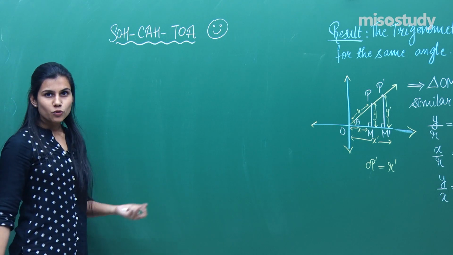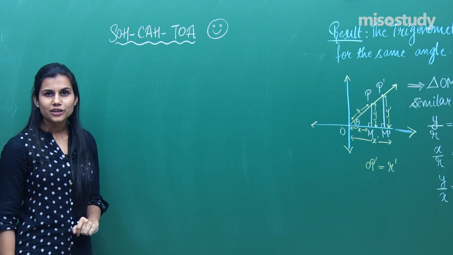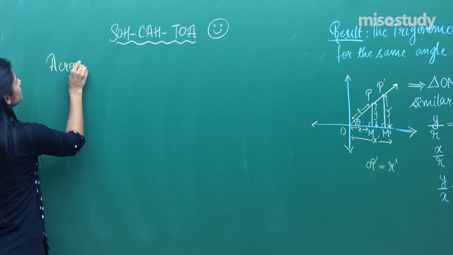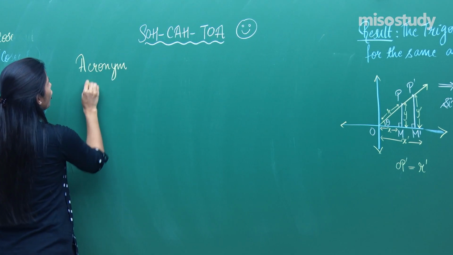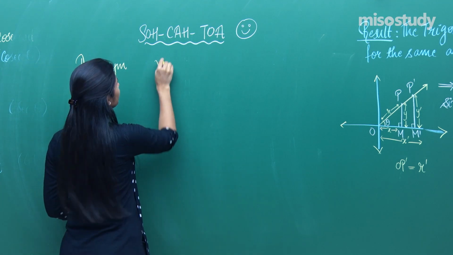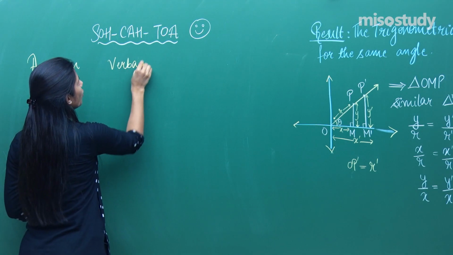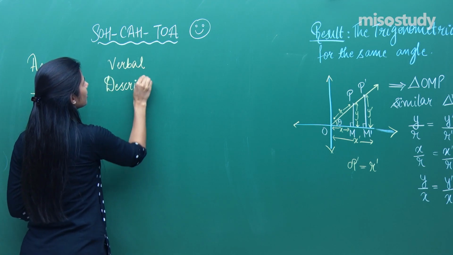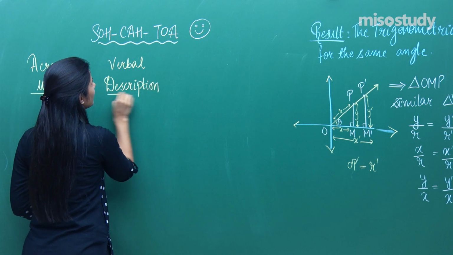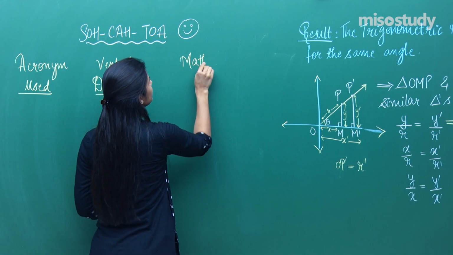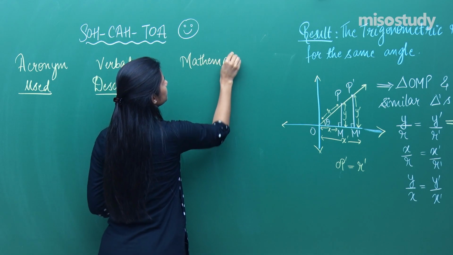If I start with the explanation of this acronym, let me make 3 columns. Acronym used, then I will have verbal description, and then we land ourselves to the mathematical definition.